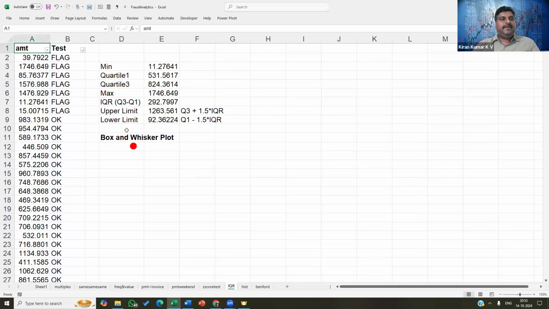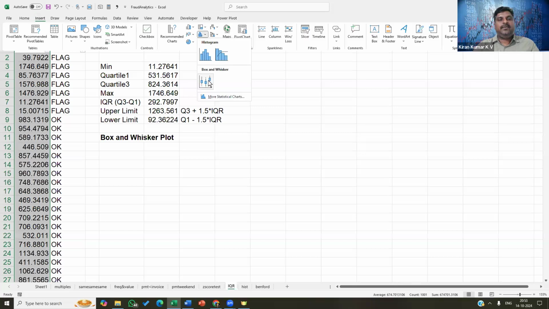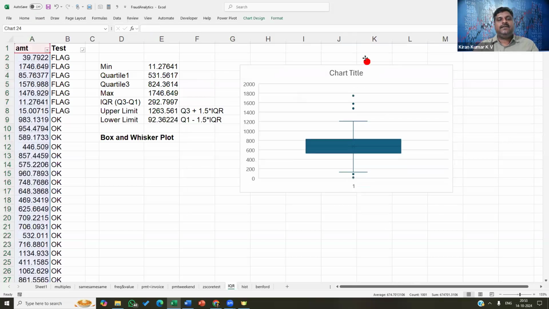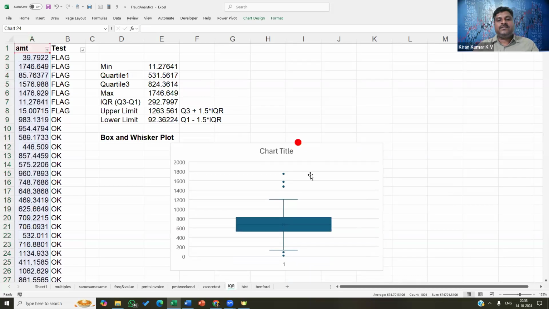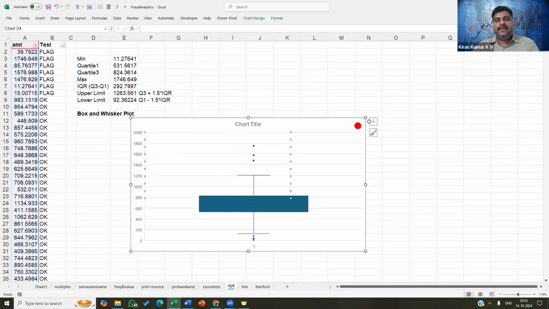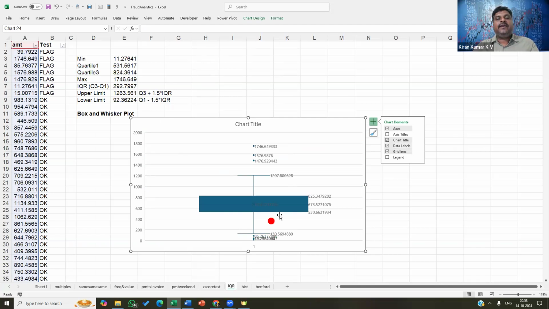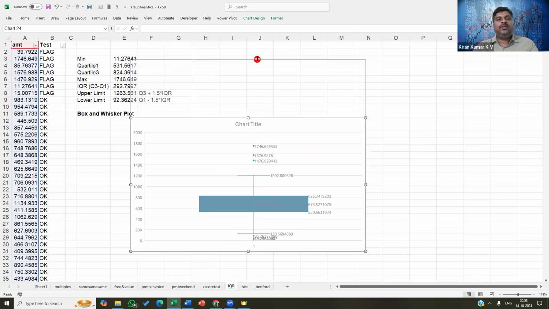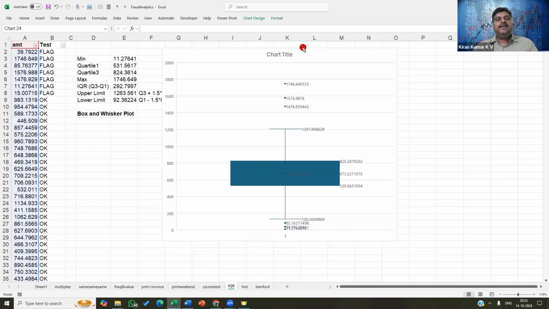So let's not worry much. I'll select the entire column, insert, histogram, box and whisker plot. Yeah, that's it. All right. So we have the box and whisker plot here. Just for your reference, I'm going to insert the data labels, so that I'll be able to explain to you all these values, how they're looking.